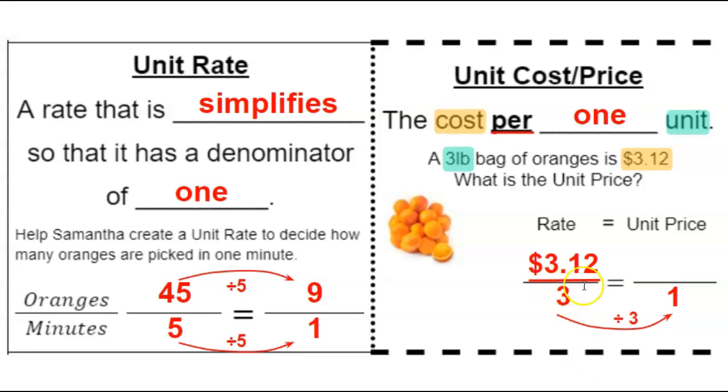And again, it's that relationship by division. Dividing by 3 here is the same as dividing by 3 here. But we're just setting it up proportionally. So what we do to the bottom, we do to the top. And we take our $3.12, divide by 3, and it is $1.04 per 1 unit, or per 1 pound of oranges.